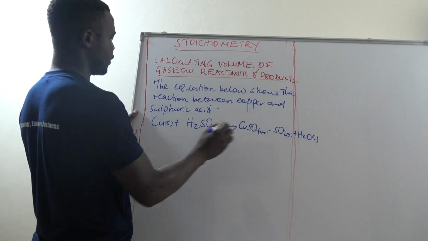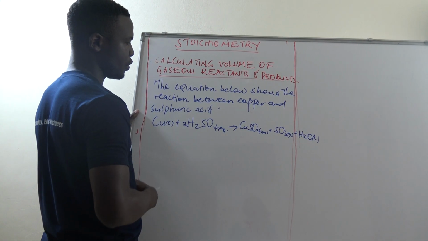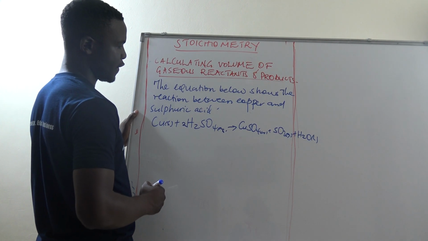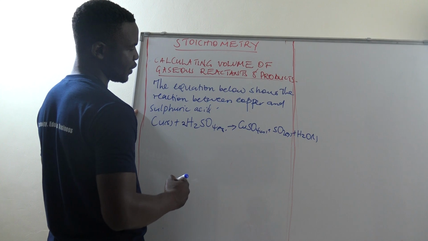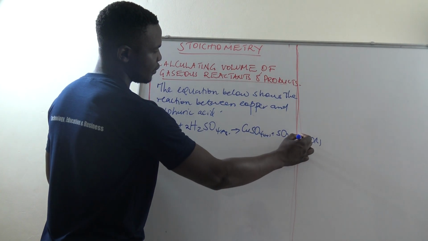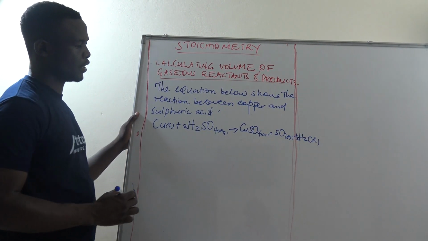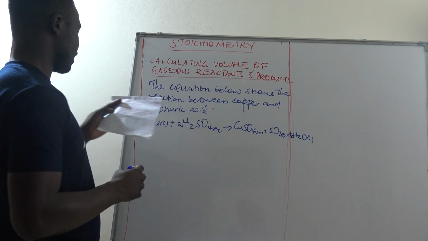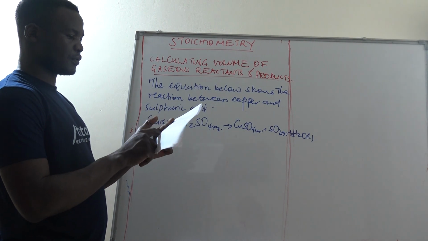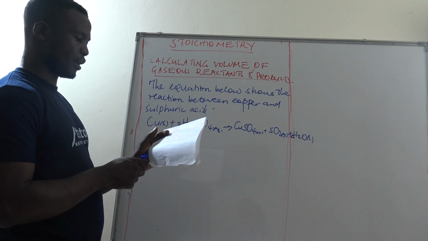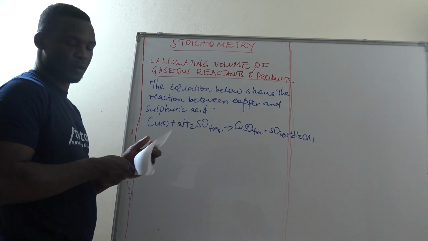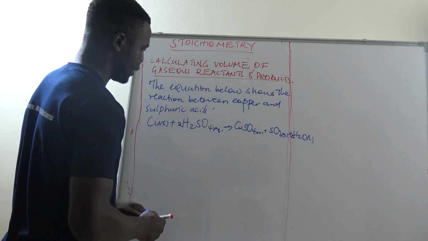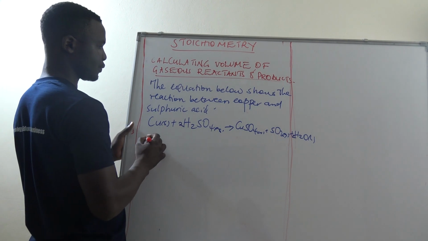We realize that sulfur is there 2 times, so we multiply this by 2, making oxygen 8. And when you look at the other side, we only have 7. So we multiply by 2 here, and the equation is balanced. Now the question is, calculate the volume of sulfur dioxide that can be produced when 1.9 grams of copper react with sulfuric acid.